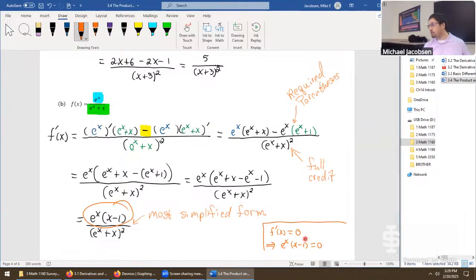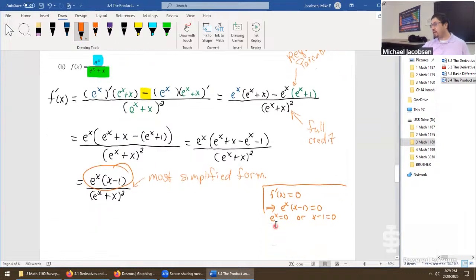It's in a factored form, so it splits into two equations. E to the x equals 0 or x minus 1 equals 0. And then that one has no solution by the red dot because e to the x is greater than 0 for all x in R. So no solution on that one. But that one has a solution. Add 1 to both sides. X is going to be equal to 1. We're going to later on call this a critical number.